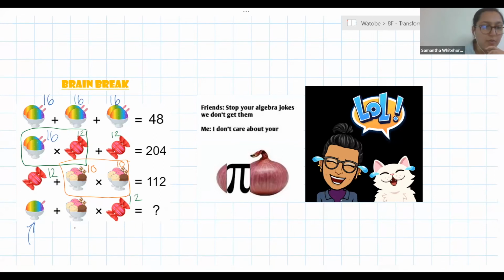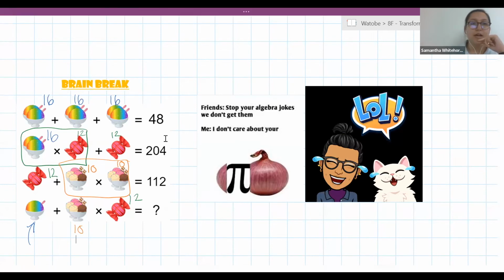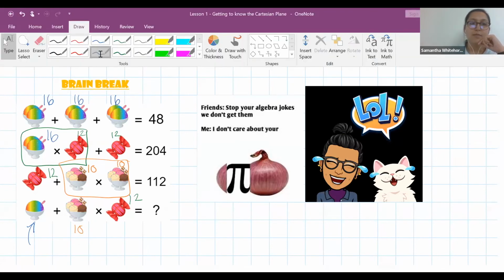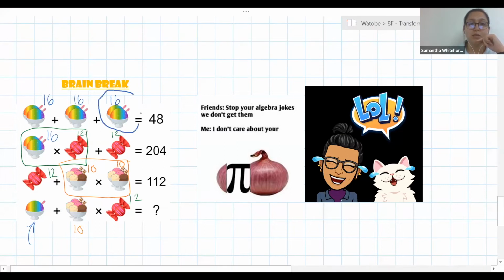So now I know that these two ice creams here are 10. And remember I said at the beginning, the rainbow ice cream, we said that 2 of them is equal to 16. So now we only have 1. So we need to bear that in mind. Okay, so Bontle, do you want to tell us the last situation that we have going on here? Yes, ma'am. Okay, tell me. The last one is equal to 118.